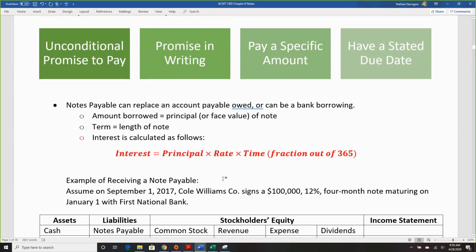We have to look at the principal of the note, which is basically the amount that's borrowed, or face value of the note, times the rate, so whatever the annual interest rate is. And then we're going to multiply it by time. Since these are short-term notes, it's usually a fraction out of 365 days. If we get lucky and they're in months, you can use months. Like if it's a 4-month note, well, 4 divided by 12. Always a fraction.